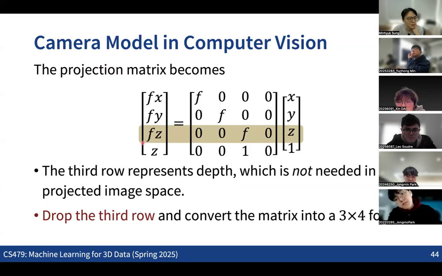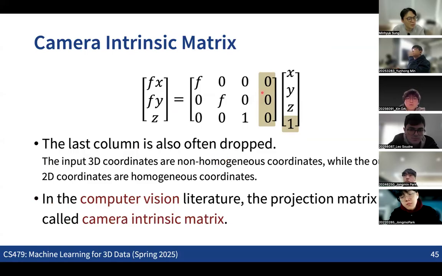After this mapping, this row still represents some kind of depth information, which might be useful for many applications. But if we don't care about the depth and only care about the image, then we can drop this part. So in the computer vision literature, we typically also drop this third row, which represents the depth information. We only get the X and Y information here. And we can also see that typically the last column is just the zero vector, 0, 0, 0. So to make a simpler representation, we can consider dropping the last column here.